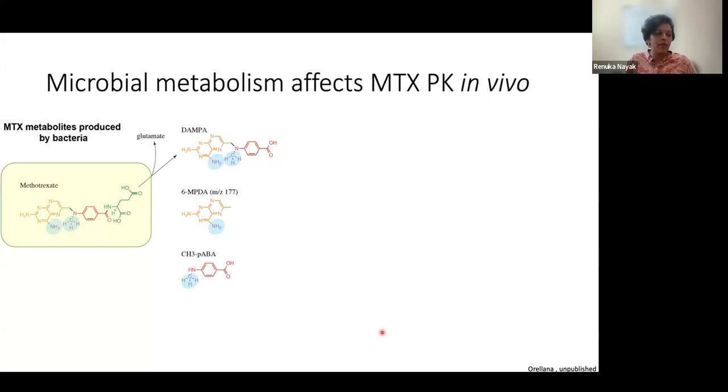We can control for diet, we can control for housing, we can control for genetics, and look at what happens to methotrexate in mice that are colonized with different microbiomes, or germ-free versus colonized. So in this study, at this time, we knew that methotrexate was metabolized into DAMPA.